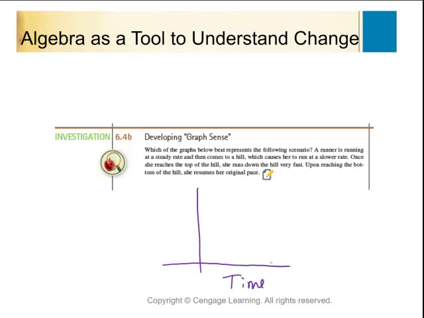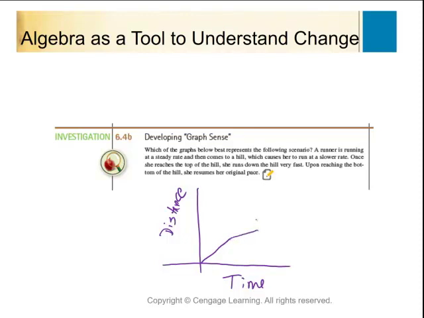So let's put time here. Let's draw a distance graph. If I draw a speed graph, it would look different. But we're going to draw distance. They're a little easier. A runner is running at a steady rate. So I'm covering distance at a steady rate. And then we come to a hill, which causes her to run at a slower rate.